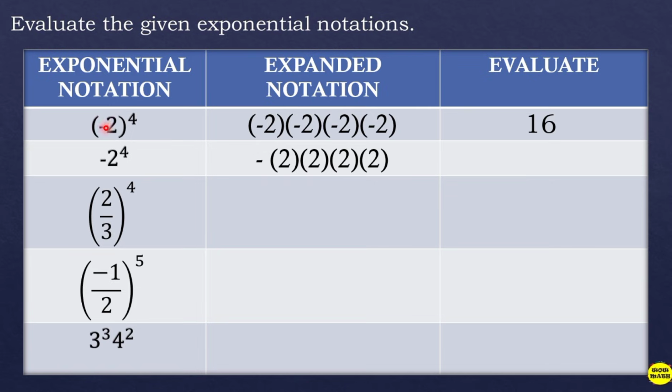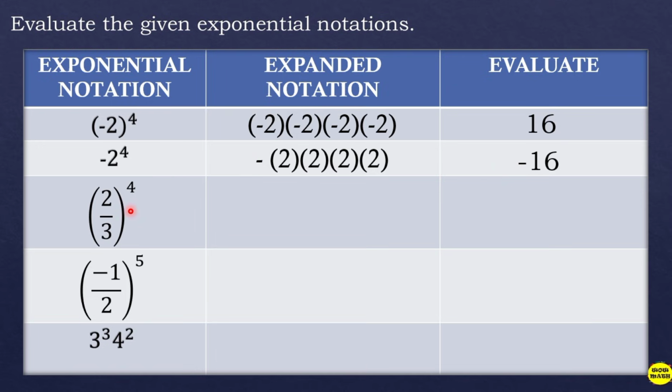Kapag naka-enclose sa parenthesis yung negative, ibig sabihin kasama siya sa imumultiply mo. Pero in this case, kagaya nito, yung negative mo na walang parenthesis, ibig sabihin nasa unahan lang siya. So ang i-multiply natin 4 times is yung positive 2. So 2 times 2 times 2 times 2, that is 16. Kaya lang may negative sa unahan, so that is negative 16.